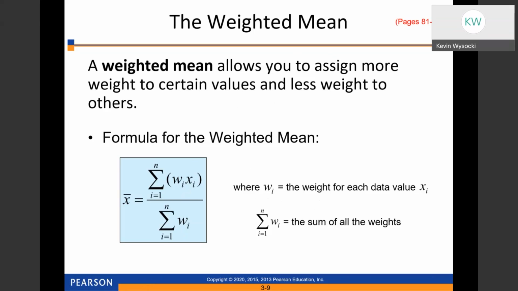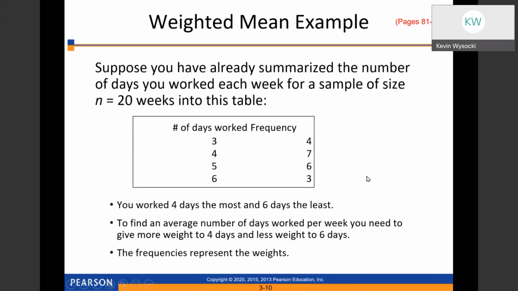value xi. So let's just look at the formula and then we'll look at what we're going to use. It's the sum of wi times xi. That's each weight times each score on the top, and you add those together, divided by the sum of the weights on the bottom. What we use for the weights are the frequencies.